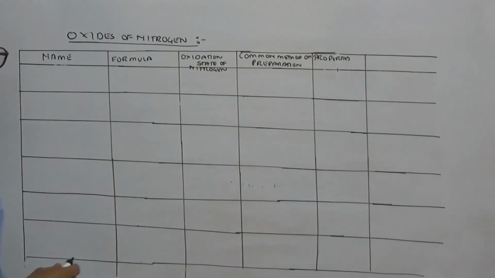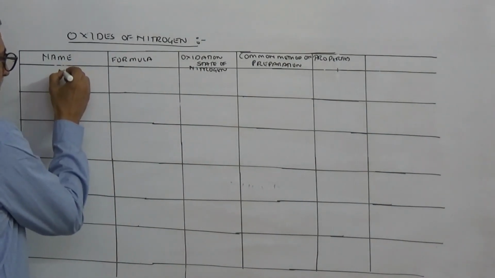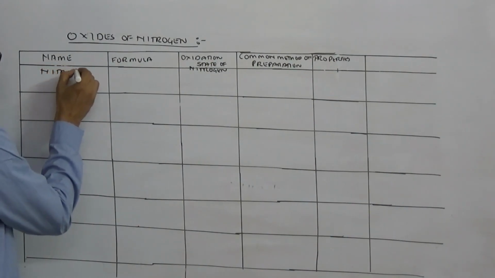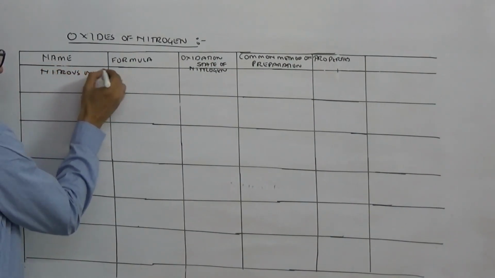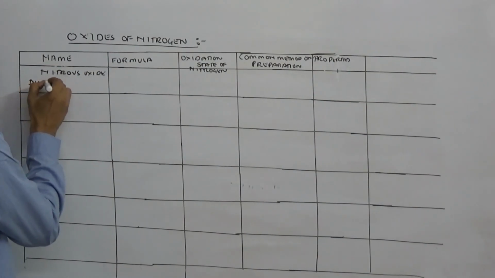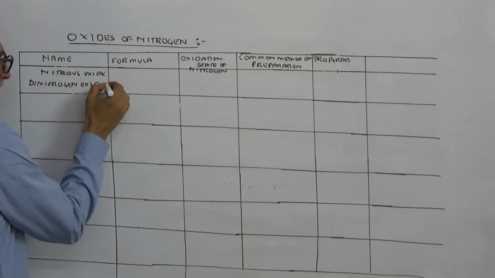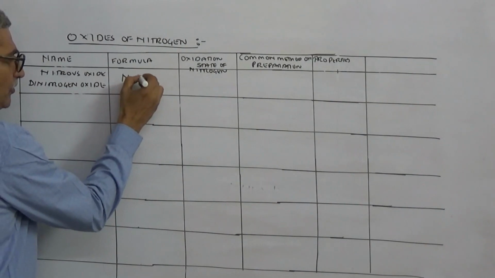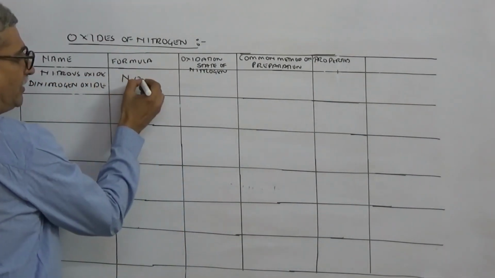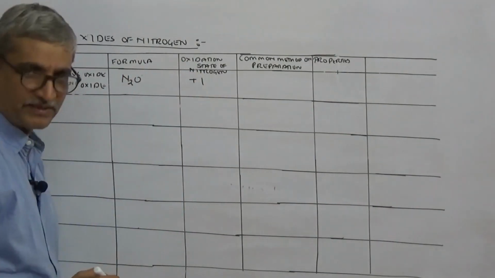We now talk about oxides of nitrogen. The first one we talk about is nitrous oxide, or dinitrogen oxide. The formula is N2O. So here the oxidation state is, you can see O is -2, so to balance, nitrogen has an oxidation state of +1.